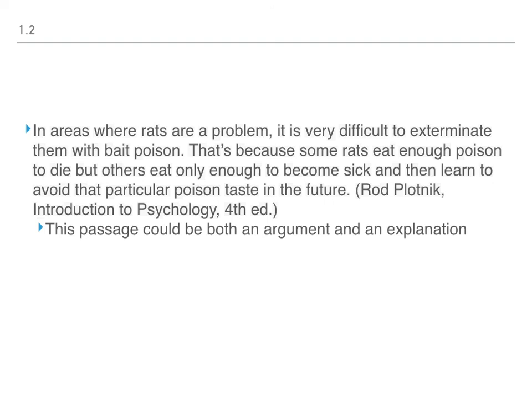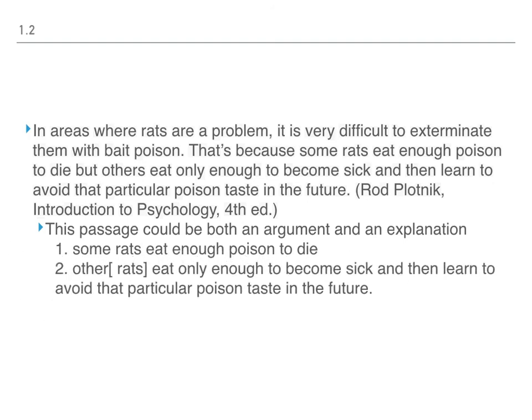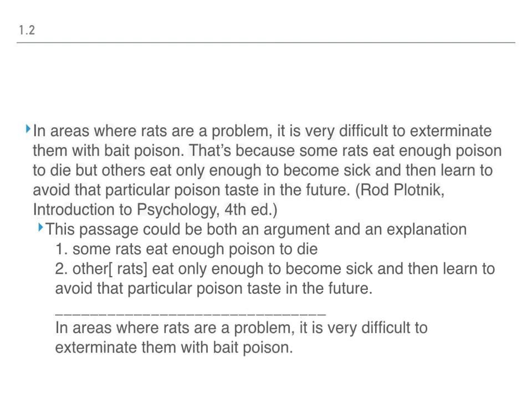If in doubt, you can simply say, well, if this were an argument, then these would be the premises and that would be the conclusion. If this were an explanation, that would be the explanans and these would be the explanandum. And if this were interpreted as an argument, then we could say the first premise is that some rats eat enough poison to die. The second premise is that other rats eat only enough to become sick and then learn to avoid that particular poison taste in the future. And then we say, therefore, it is also true that in areas where rats are a problem, it is very difficult to exterminate them with bait poison.